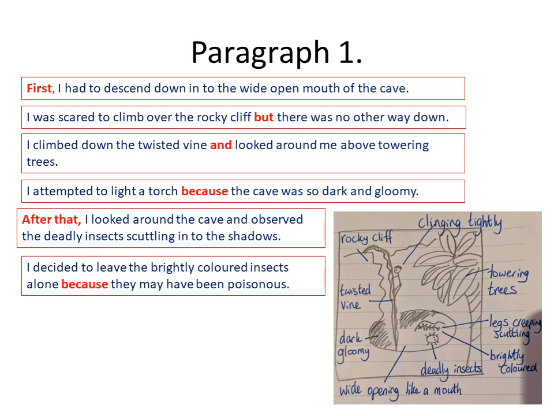The next sentence I chose was, I attempted to light a torch because the cave was so dark and gloomy. And the torch helped me to look around, so my next sentence says, after that, I looked around the cave and observed the deadly insects scuttling into the shadows. And the last sentence is, I decided to leave the brightly coloured insects alone because they may have been poisonous.